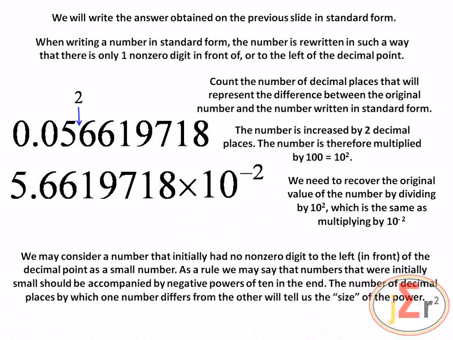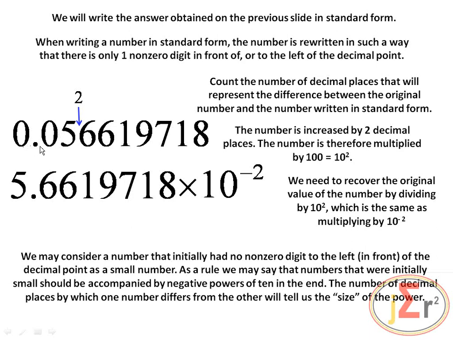And as it is said, we may consider a number that initially had no non-zero digit to the left or in front of the decimal point as a small number. As a rule, numbers that were initially small should be accompanied by negative powers of 10 in the end. The number of decimal places by which one number differs from the other will tell us the size of the power. So looking at this number, we have 0 point something. As long as we have 0 point something, that is a small number.